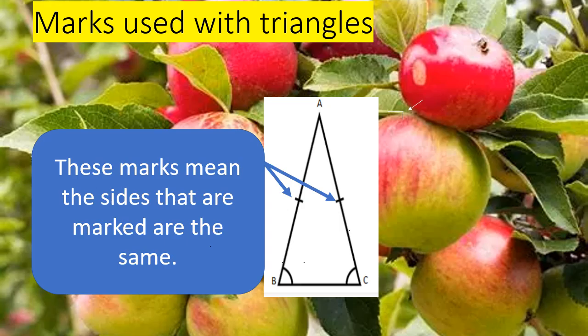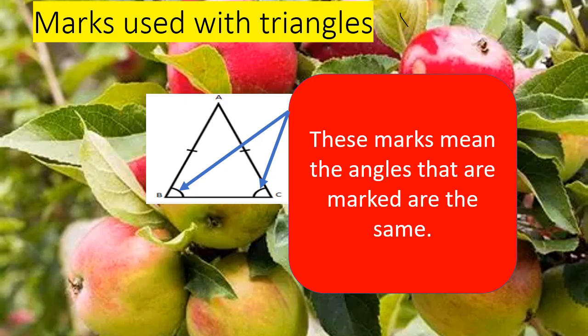You use certain marks with triangles. So the marks that you can see on the white picture there, the little lines drawn through the sides, they mean that those sides are equal to each other. And the marks that are put in the corners there, the little part circles, they mean that those angles are the same as each other.